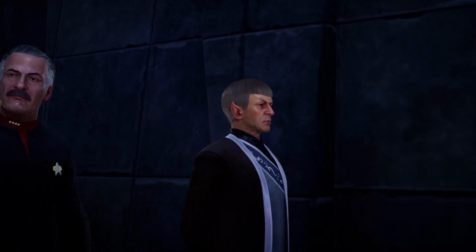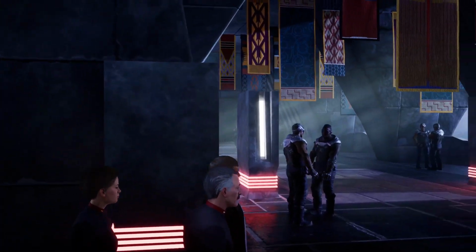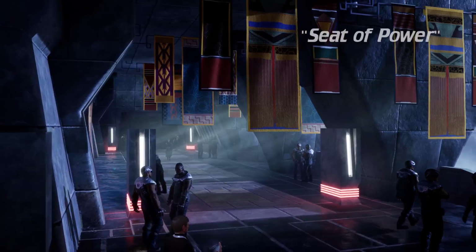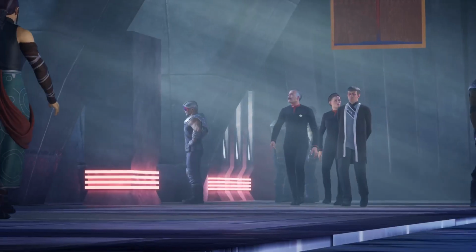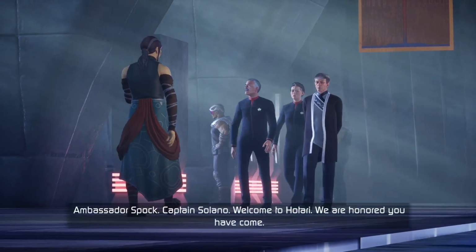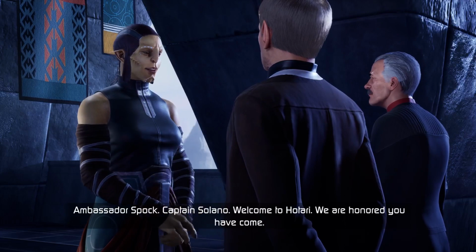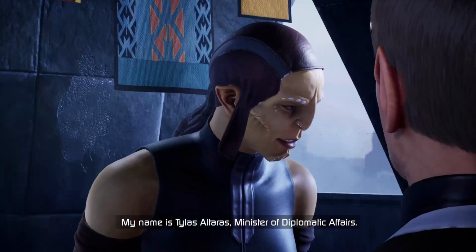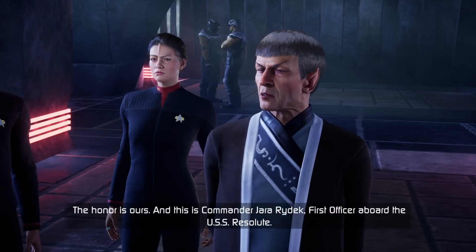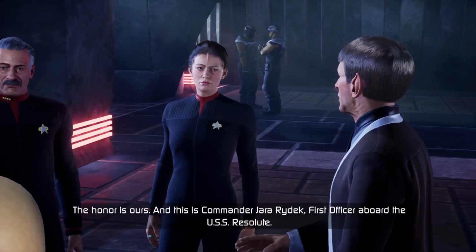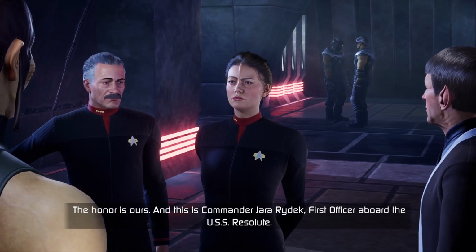Atari space. Apparently. Ambassador Spock, Captain Solana, welcome to Atari. We are honored to come. My name is Tyler Alphonse, Minister of Diplomatic Affairs. The honor is ours. And this is Commander John Rydick, first officer aboard the USS Resolute.